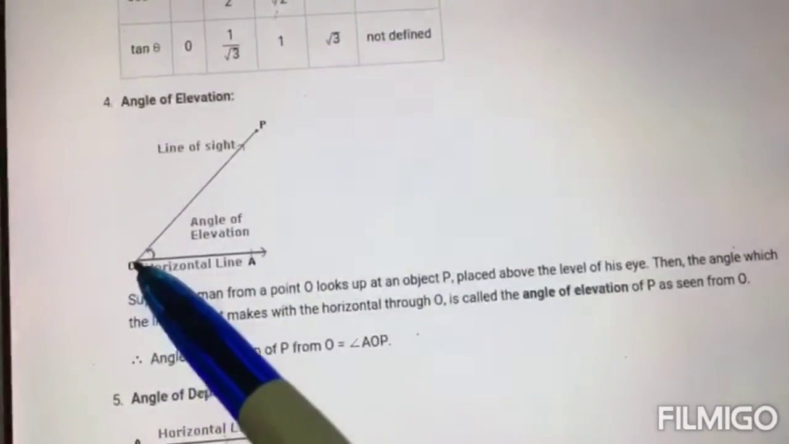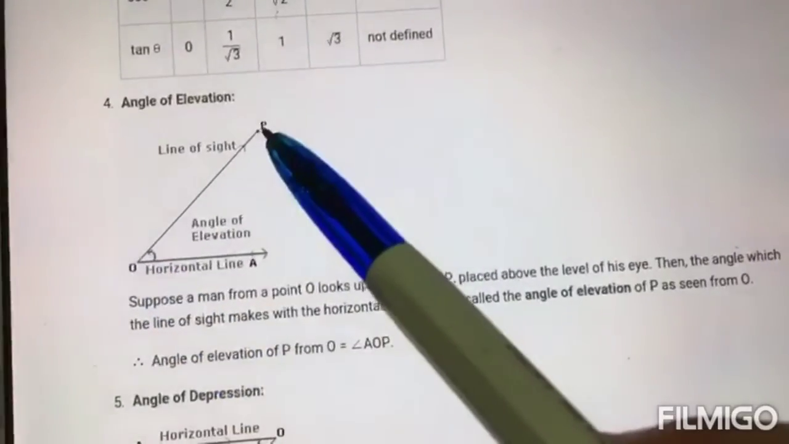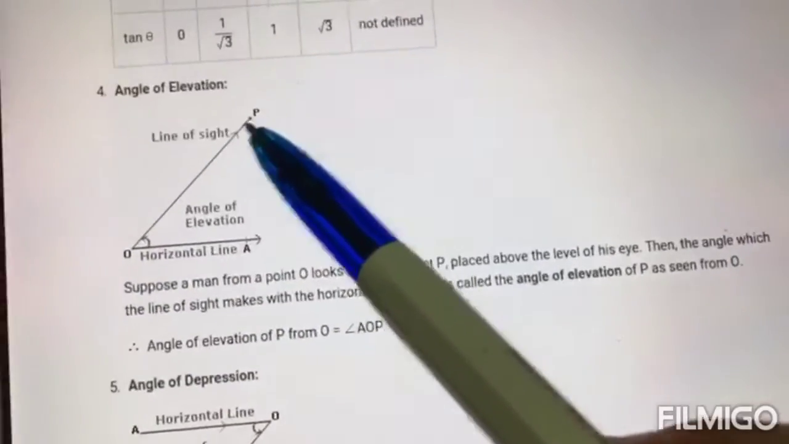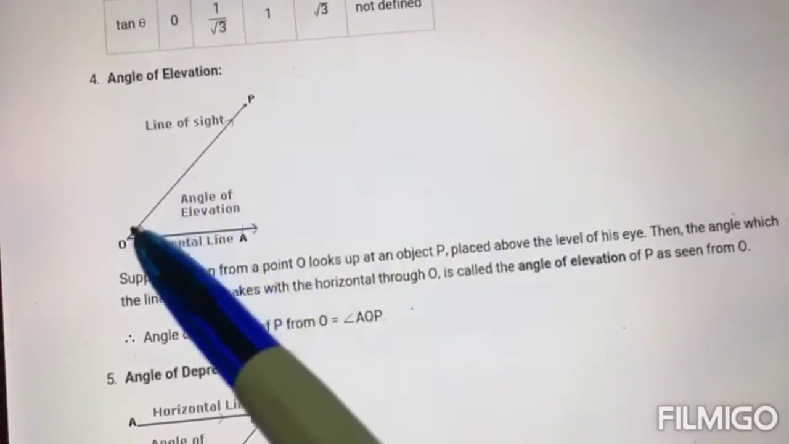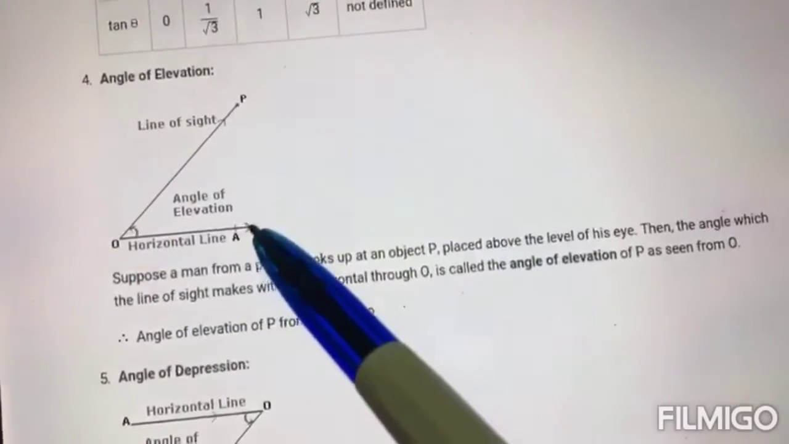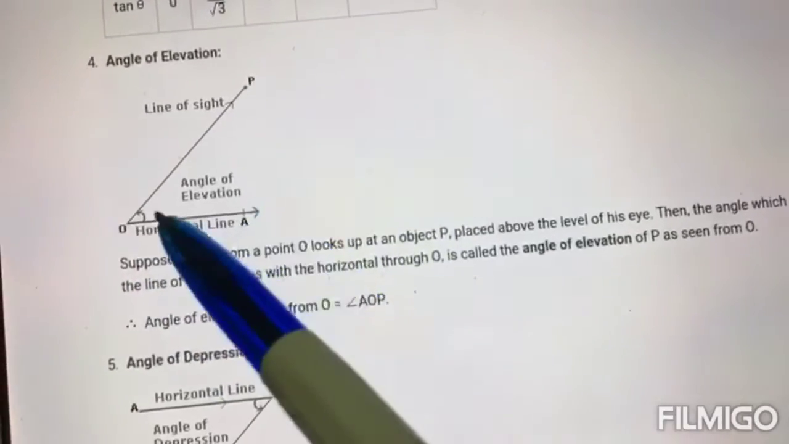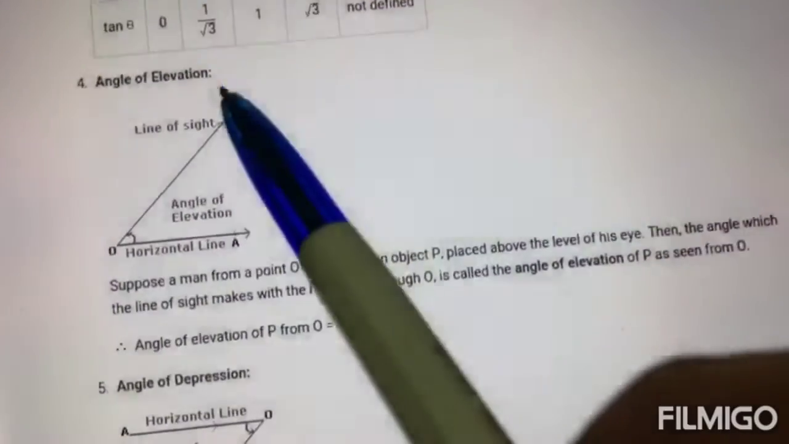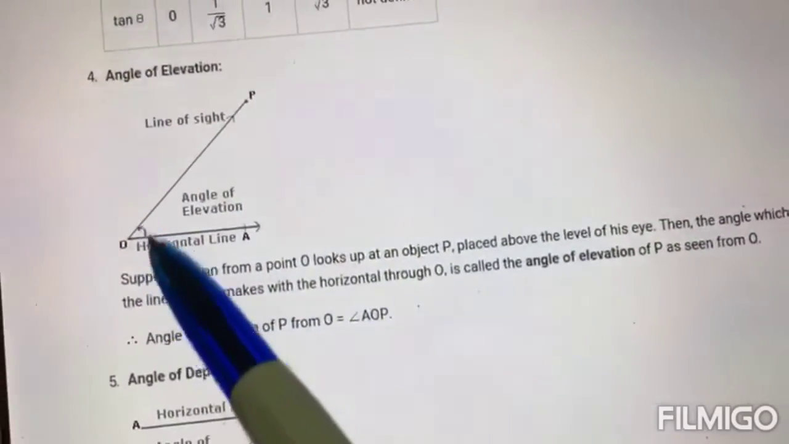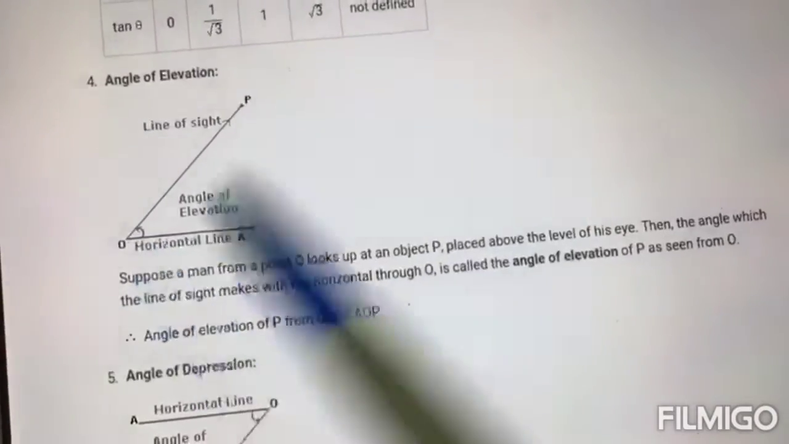If this is your eye level, and you're looking at a point P, say in the sky, then we can form an angle from that point to your eye and to a point at the same level of your eye. The angle which is formed by your sight from your eye level to this point P, that is this angle, is called the angle of elevation.